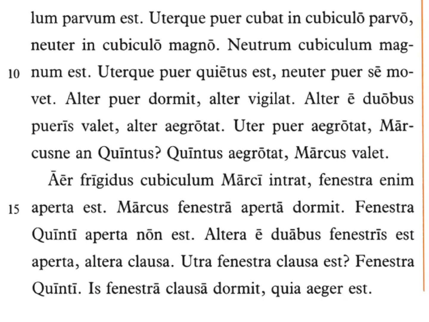Uter puer aegrotat. So here's that word uter, which I mentioned above, meaning which of two. Which boy of the two is sick? Marcusne an Quintus. Is it Marcus or is it Quintus? Notice this word an. An means or, but it will only be used in questions when you say, is it this, or is it that, or is it that? And each time you would put an in between if you wanted to continue with your alternatives. Quintus aegrotat. Quintus is ill. Marcus valet. Marcus is strong, is healthy.